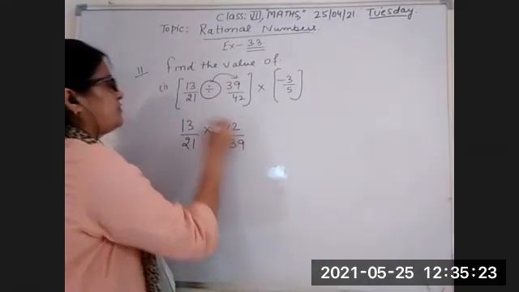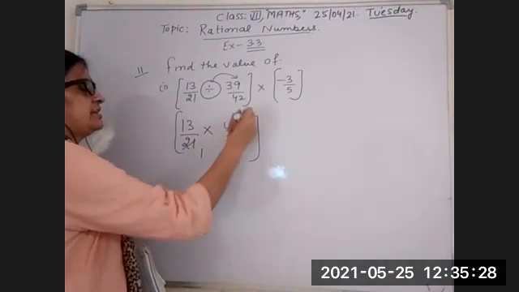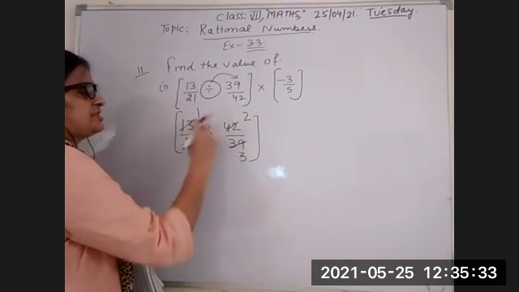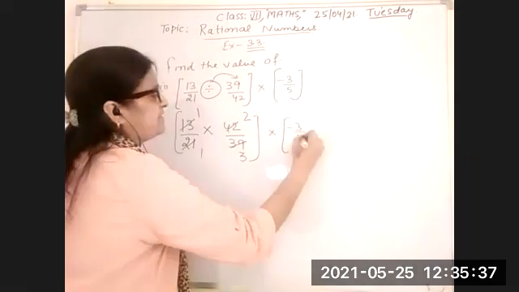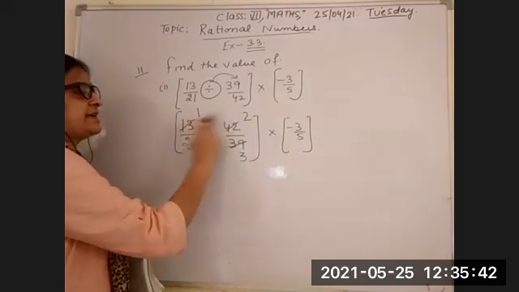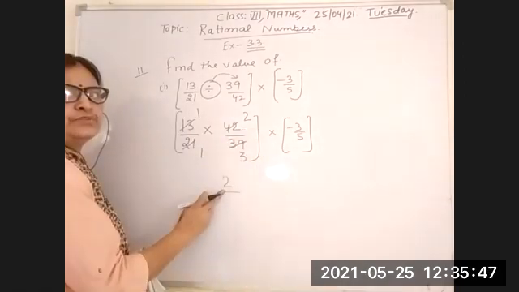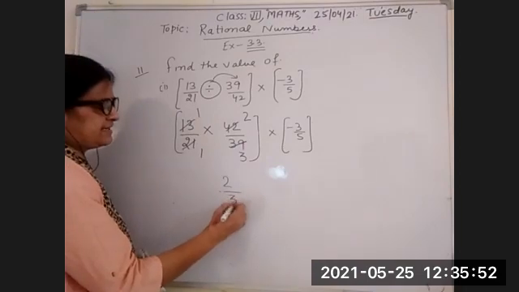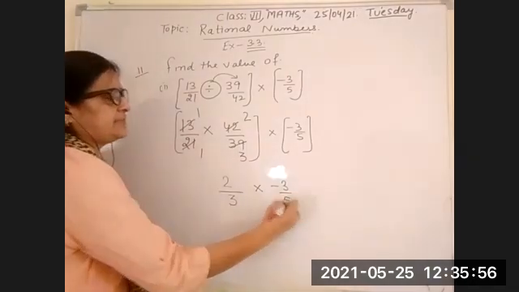And now you will cancel these numbers. 21 1s are 21, 21 2s are 42, and you have to reduce it to the lowest term. Now minus 3 upon 5 is given in your next bracket. By solving this bracket you will get 1 2s are 2. When you multiply 1 with 2 you get 2 here, and 1 with 3 you get 3. So 2 upon 3 multiply minus 3 upon 5.